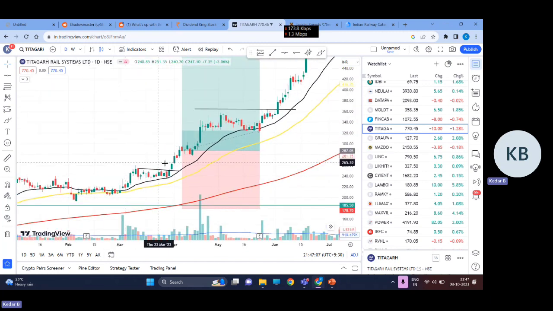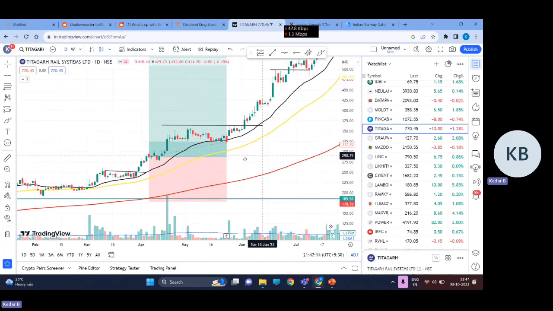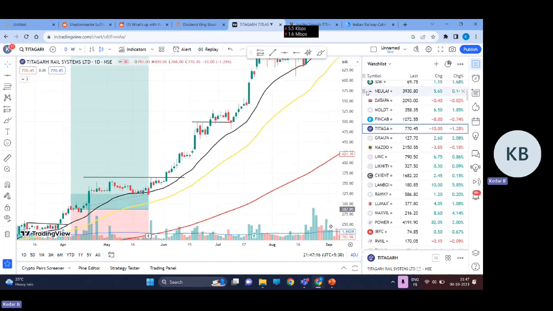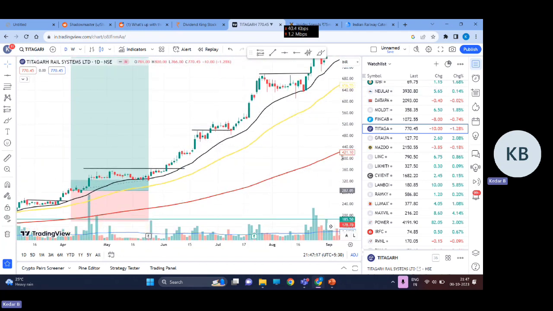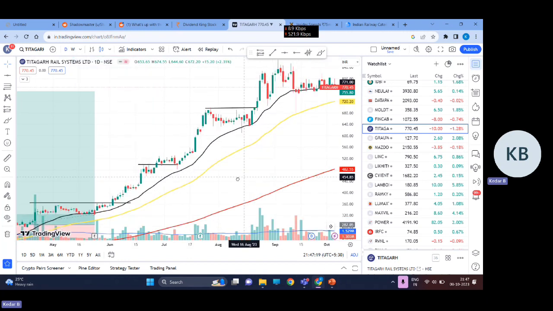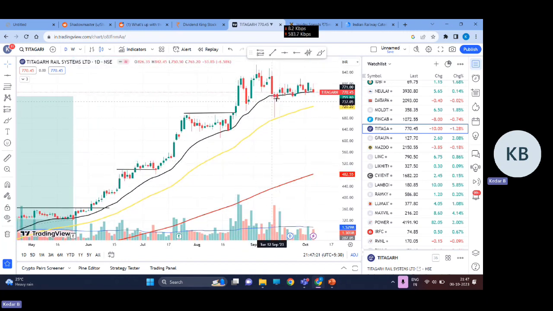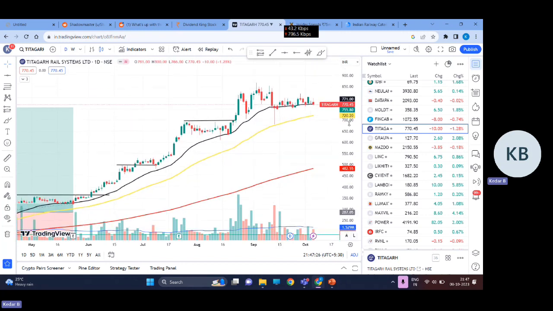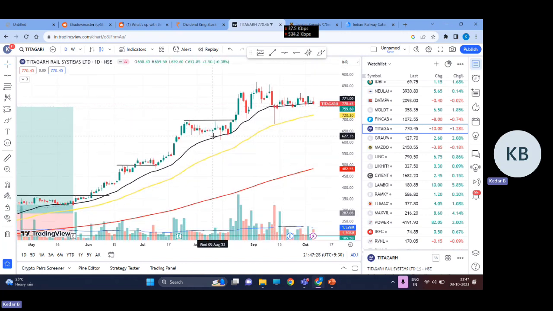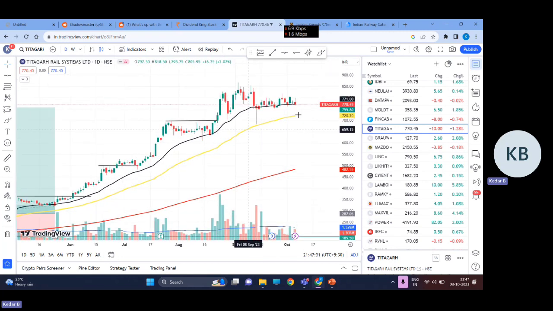I was already tracking it, and when it broke around April here, I entered it, and you can see what happened. And I didn't sell it early. I always ride the trend, you can see. And I sold it recently when the market turned a little bit bearish. You can see, I was able to catch such a good chunk of it.